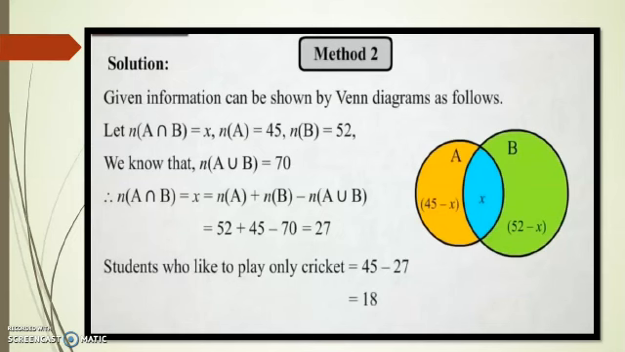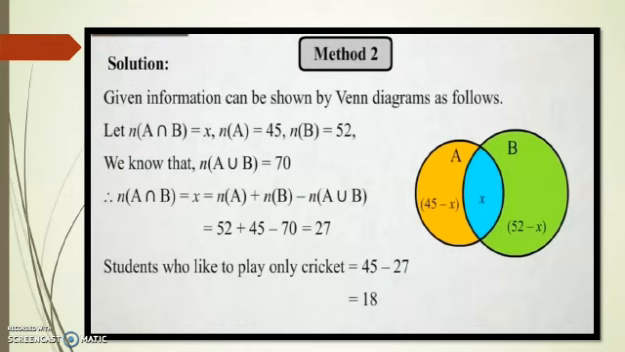Method 2. Given information can be shown by a Venn diagram as follows. Let number of elements in A intersection B equal x. Number of elements in A equals 45. Number of elements in B equals 52. We know that total students equals 70. So number of elements in A union B equals 70.